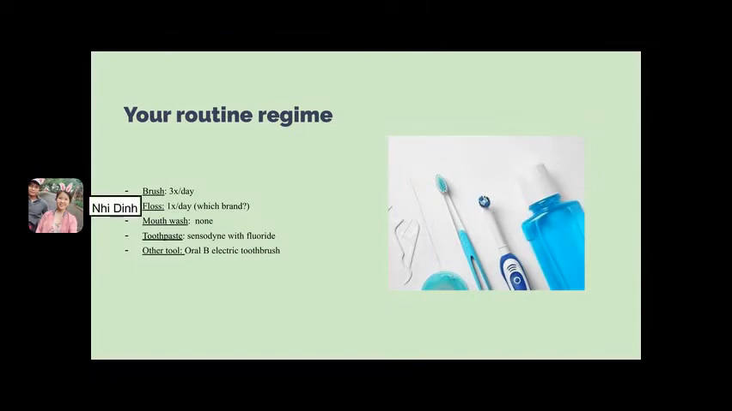For your routine oral care, you brush your teeth 3 times a day with Sensodyne toothpaste with fluoride and an Oral-B electric toothbrush. And you also floss your teeth 1 time a day and don't use mouthwash. Based on the frequencies of brushing and flossing, you are maintaining a good oral habit.